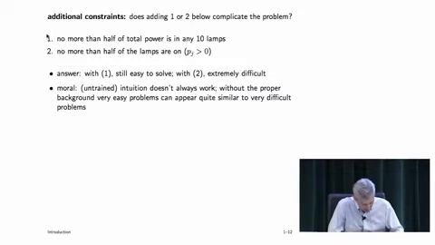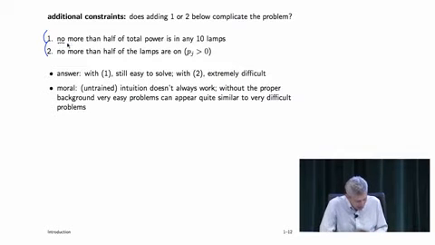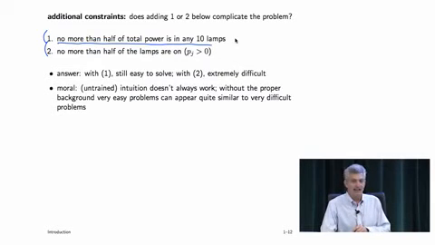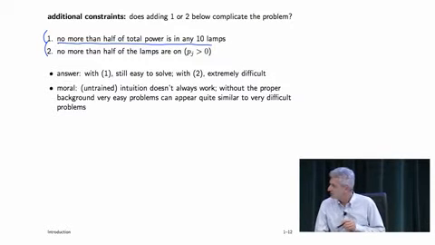Okay. But let's add some more constraints and see what happens. We'll think about adding one of 2 constraints. Here's one: no more than half of the total power is in any 10 lamps. I have no idea why you'd have a constraint like that, but let's suppose you did, right?